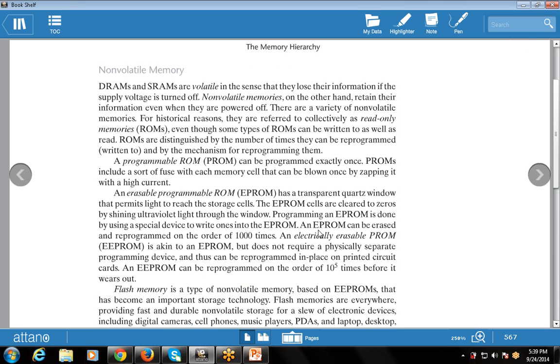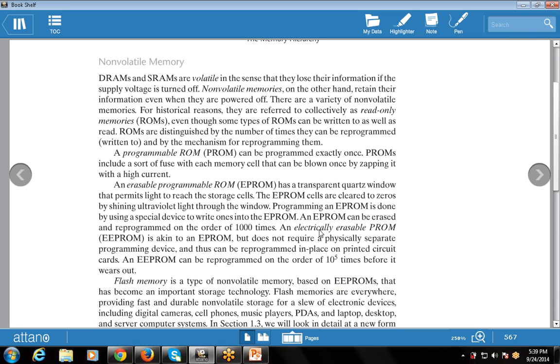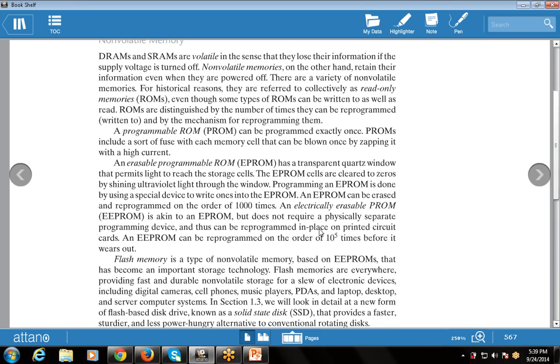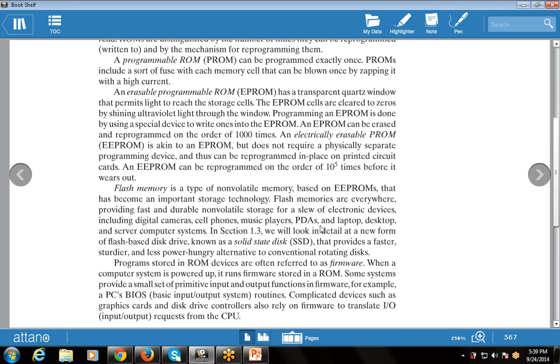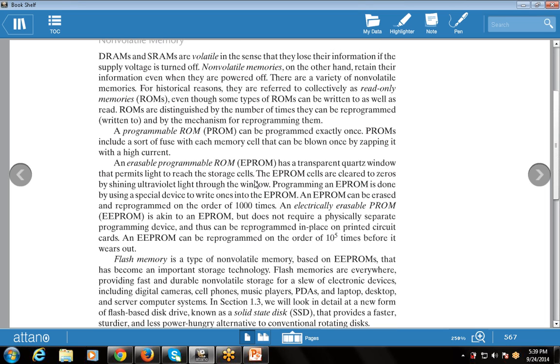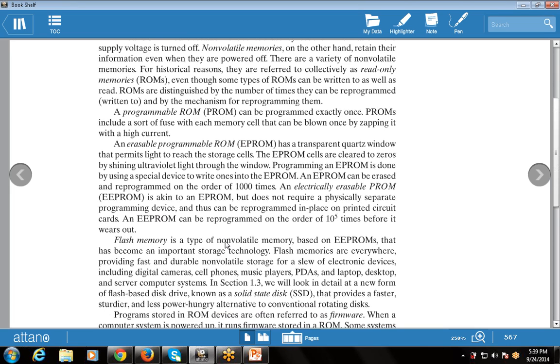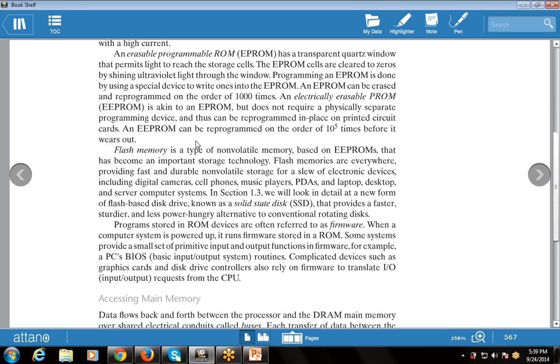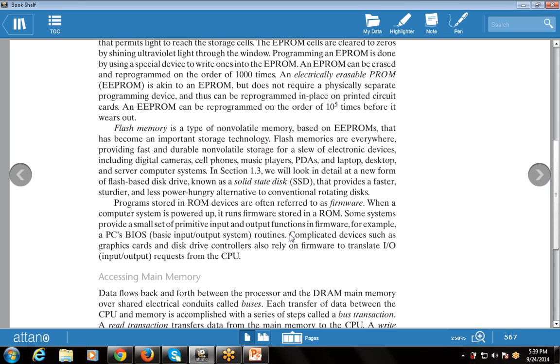Then non-volatile memory: when the power goes off, the data will vanish from volatile memory. This is flash memory. We have discussed the types of ROM: programmable ROM, erasable ROM, electrically erasable ROM, that is EEPROM, then flash memory.